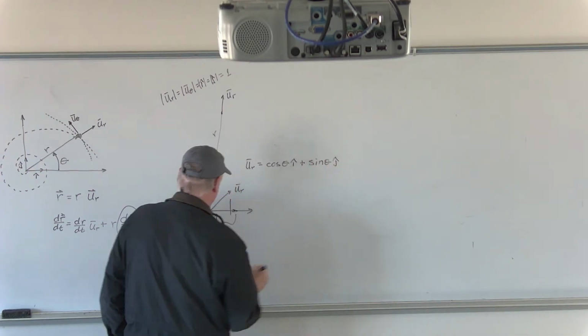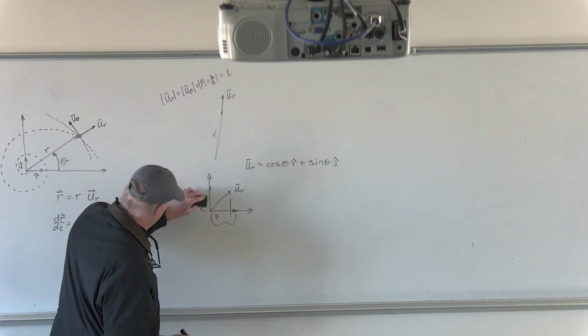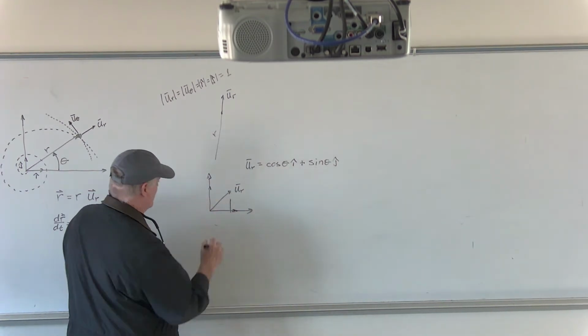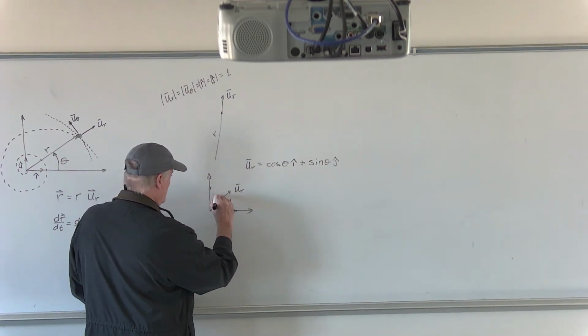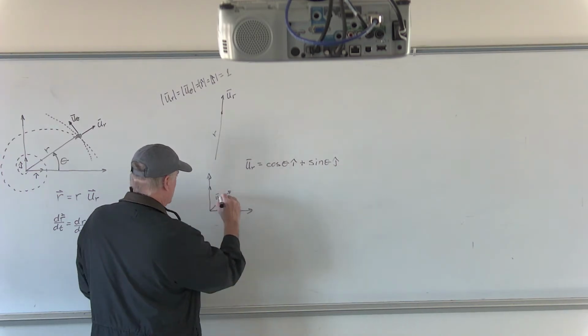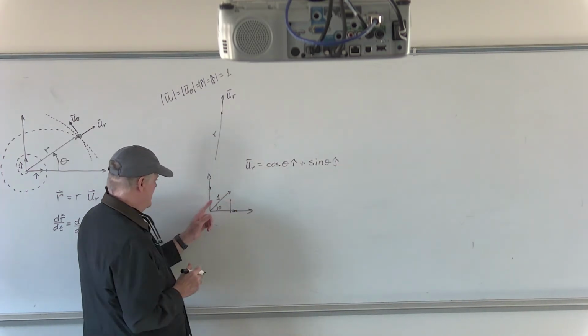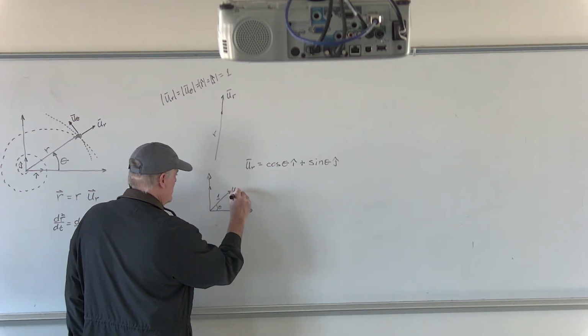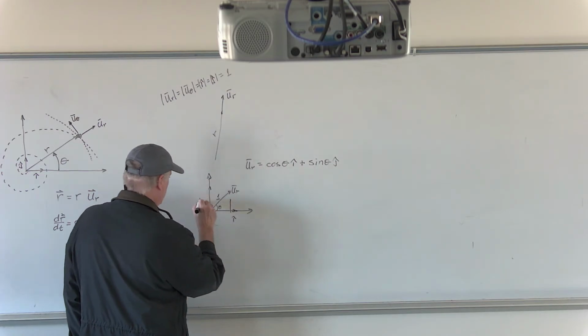Now let's take a look at that. Okay, so first let me get rid of everything on here and say I've got a vector. It just so happens to be called UR. The length of this vector, I'm just going to say it's of length 1. Here's my I, and here's my J.